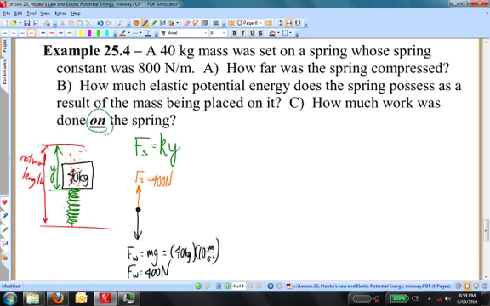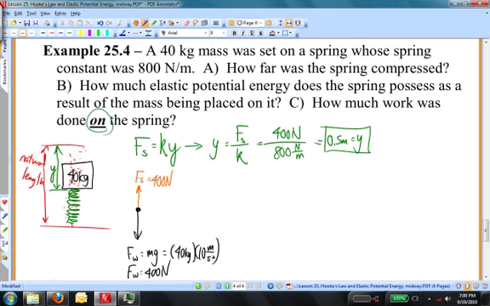So I'm going to solve this equation, Hooke's law, for y. And now I'm going to put in the numbers. They told me what the spring constant was. I can do that in my head. That's equal to half a meter. The amount of compression is half a meter. That's part A. Now we want to know part B.